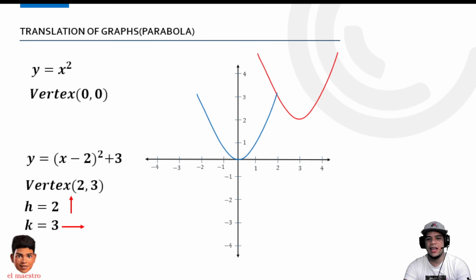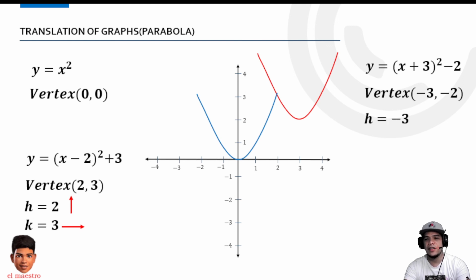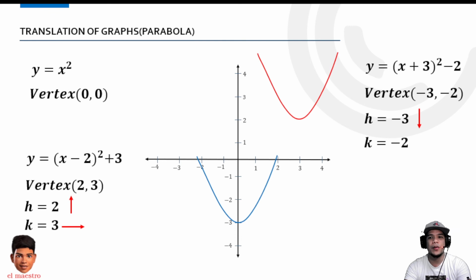Okay, let's have another example. Let's say in this case, we have y = (x + 3)² − 2. Let's identify the vertex. The vertex is (−3, −2). So let's graph that. According to its shift, h is negative 3. We know that when it is negative, it shifts 3 units. Then do we have k? k is equal to negative 2. So, going to the left, shift 2 units. Okay, 2 units to the left. So that is our graph.